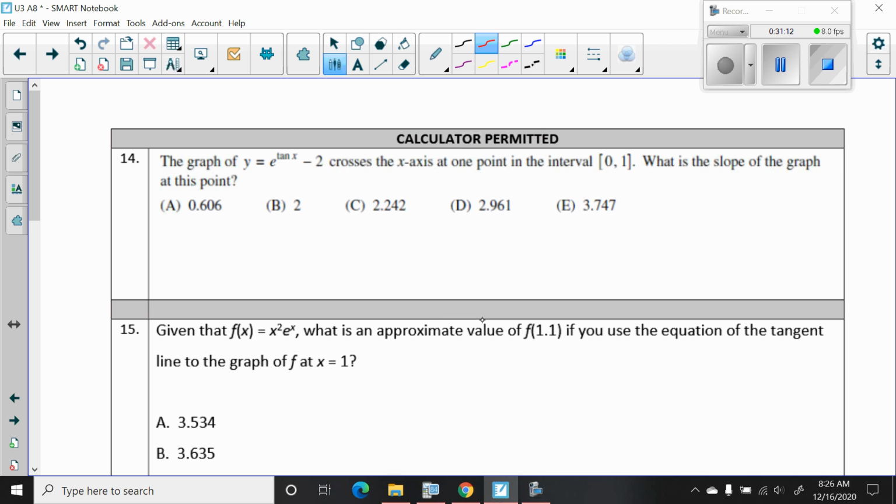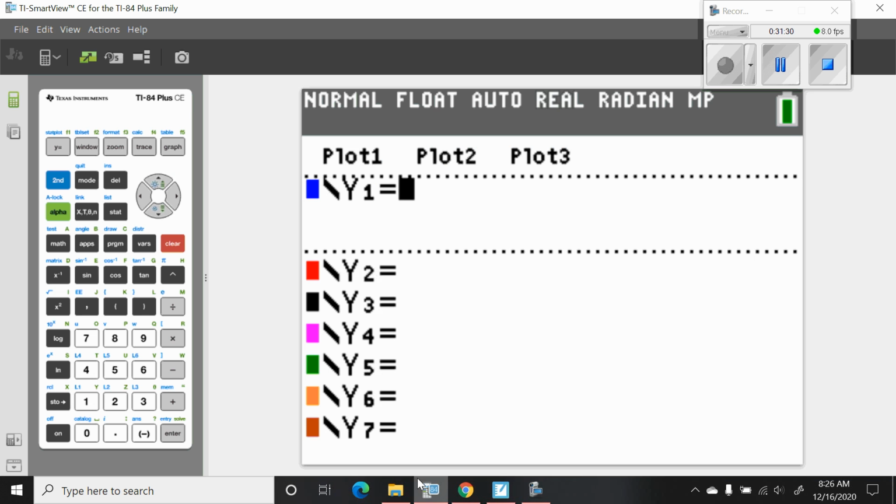All right, calculator. I got my calculator out. Y equals e to the tangent of x minus 2 crosses the x-axis at one point in the interval 0 to 1. What is the slope of the graph at this point? All right, well, I'm doing the whole thing on the calculator, so follow along, I suppose. So e to the tangent of x.